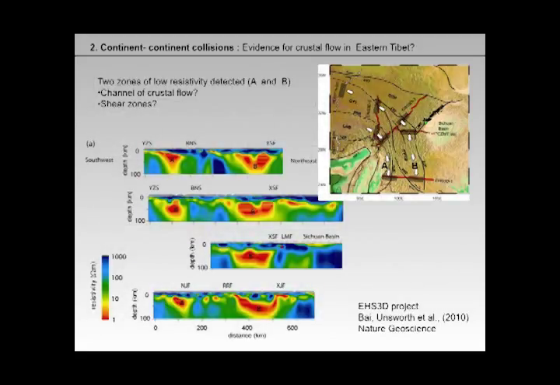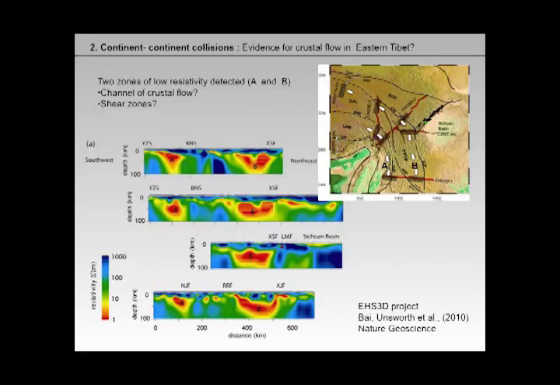So a lot of Chinese colleagues have been working with MT since we began in INDEPTH in '95. I think now perhaps half of the MT instruments worldwide are commercially owned by Chinese companies and are used widely in academic and commercial research. So working with Professor Bai Denghai from the Chinese Academy of Sciences, we've worked on a large number of profiles crossing this eastern region of Tibet, looking for these flow channels.